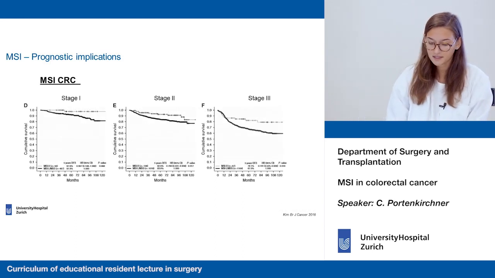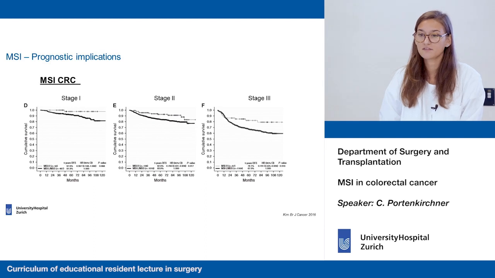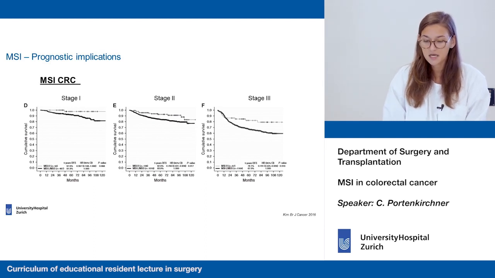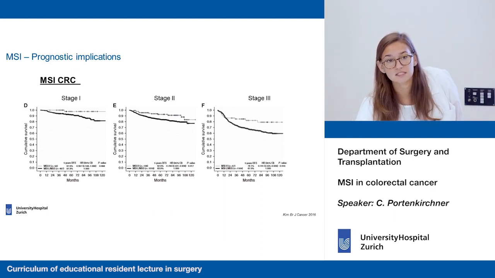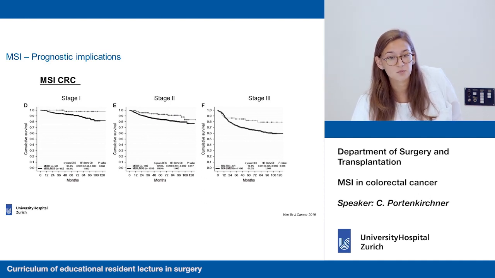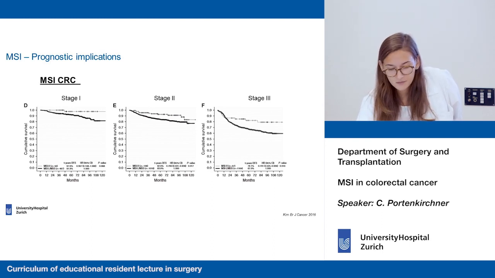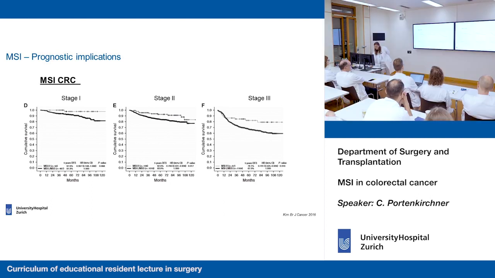This is a big study from South Korea. They evaluated nearly 3,000 patients, and it is consistent with other findings in the literature. It shows on the X-axis the months, and on the Y-axis the cumulative survival. The lighter line is the microsatellite instability colorectal cancer. The black one is the sporadic colorectal cancer. And in stage 1 and stage 2, they had a better disease-free survival, also in stage 3.